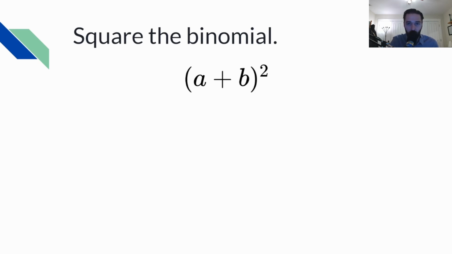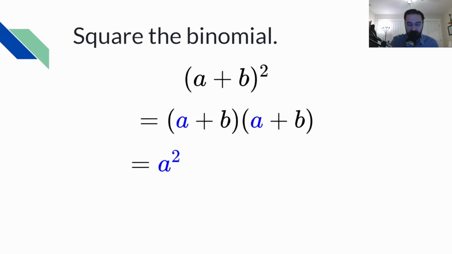A plus b whole thing squared, we need to view that this way: it's a plus b times a plus b. So we know how to handle this. In the last video we looked at FOIL, so we can use FOIL to get rid of the parentheses here. My firsts are a times a, so that gives me a squared. My outers are a times b, so that product is ab. My inners are b and a, so that product is ba. And my lasts are b and b, so that product is b squared.